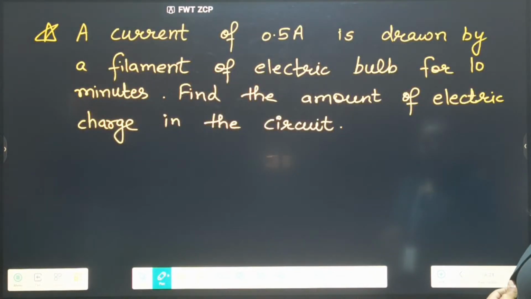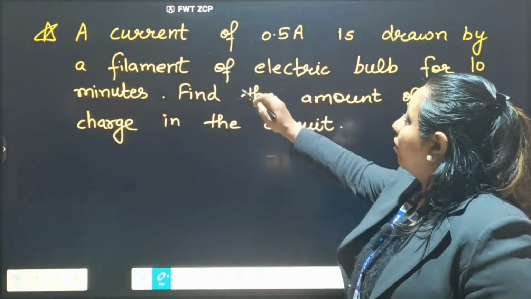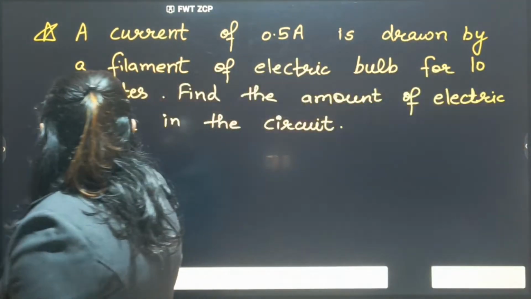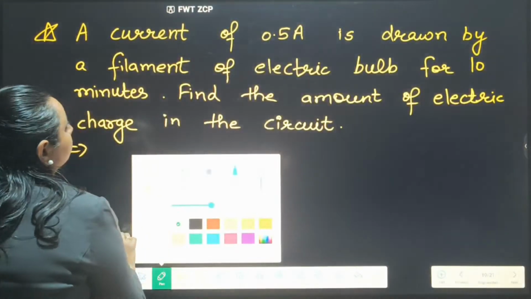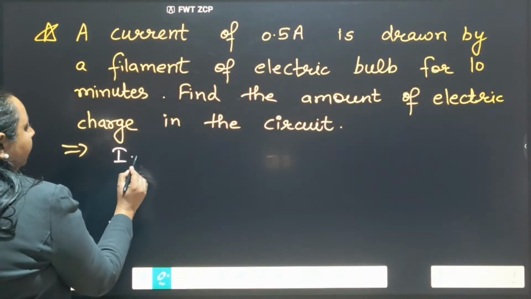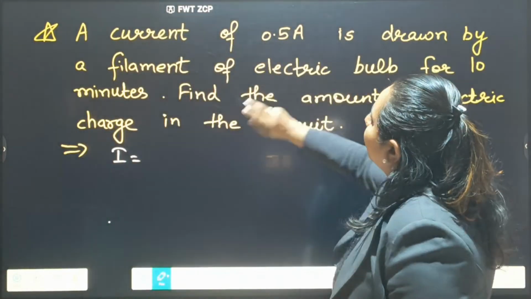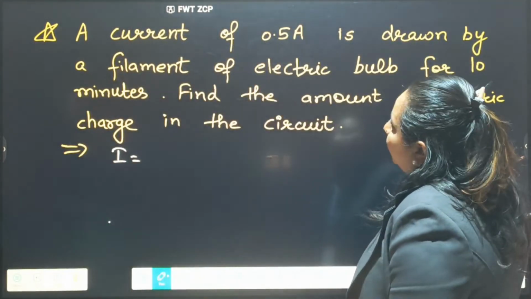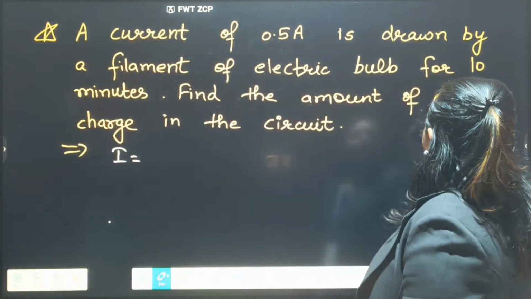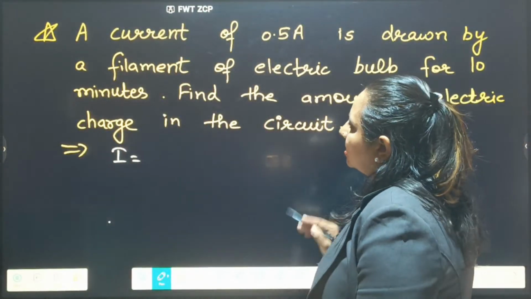So all these questions we have already discussed. ठीक है? Then we have a current of what we have given. A current of 0.5 ampere is drawn by a filament of electric bulb for 10 minutes. Find the amount of electric charge in the circuit.